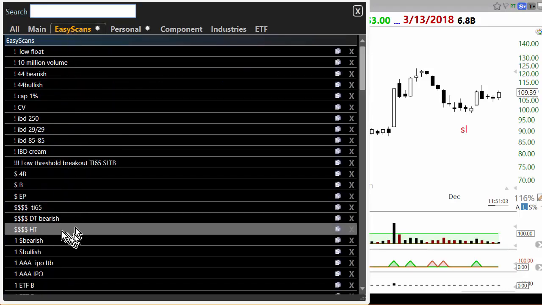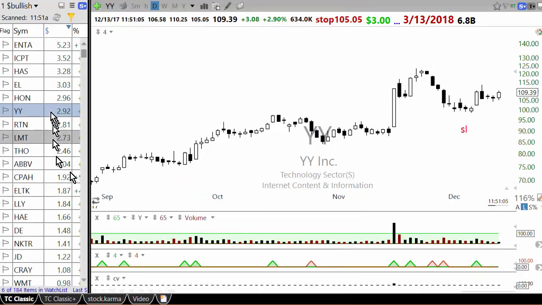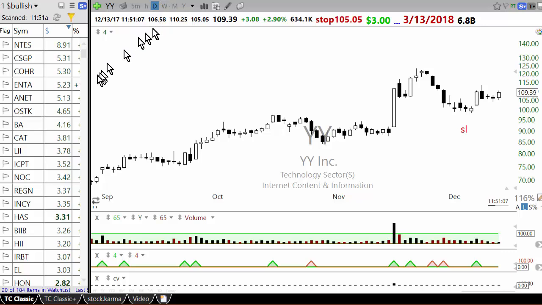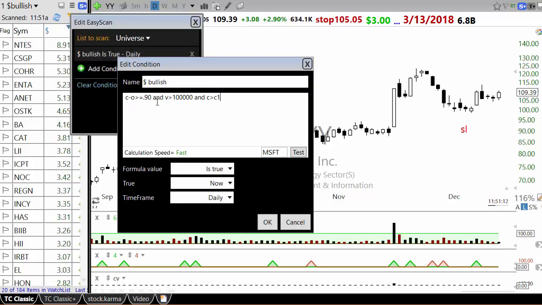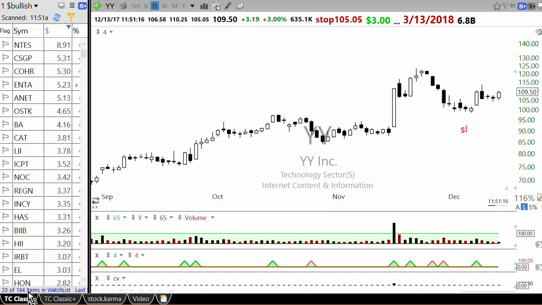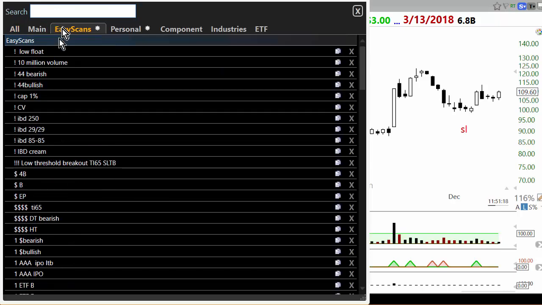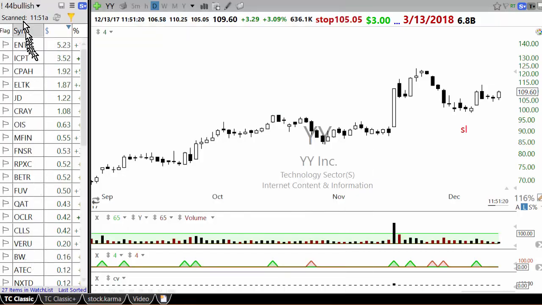And similarly, I run another scan which is a dollar bullish. Dollar bullish is basically looking for a stock which is up at least 90 cents from its opening price, and which is up for the day. So you have 184 stocks here, and here you have around 27 stocks.